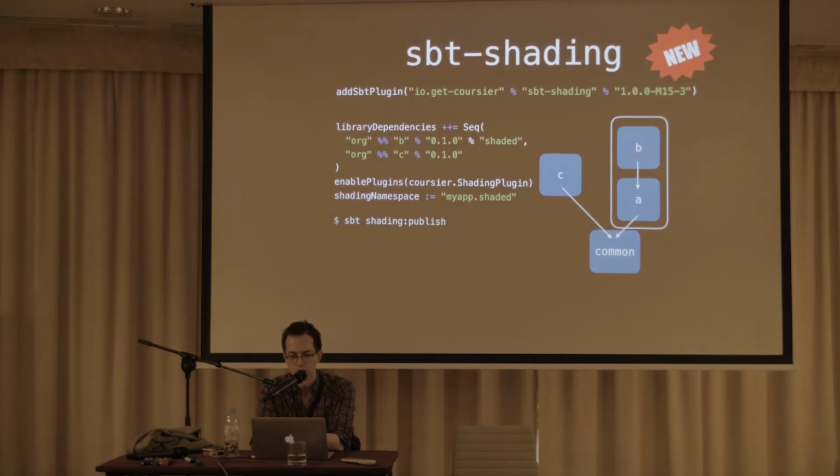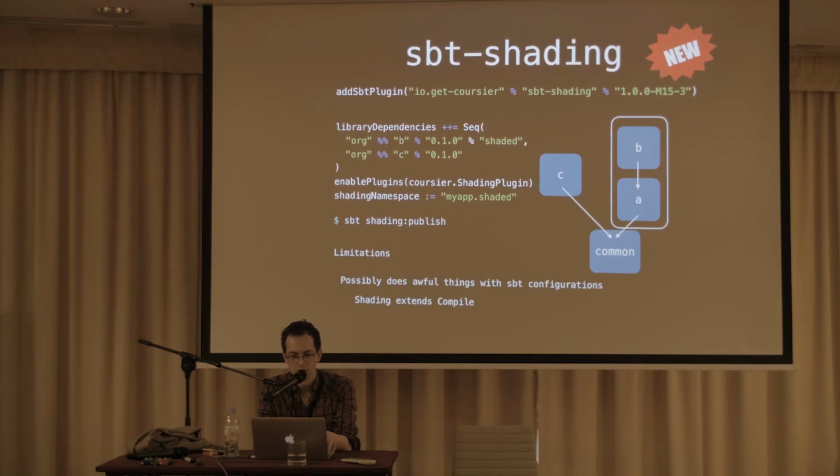What the plugin does is it looks for all the dependencies that are brought only by shaded dependencies. Here B is shaded, A is brought only by B, which is shaded, and so B and A are going to be shaded. To get the final jar with B and A shaded, we can just call sbt-shading:publish, which publishes our module, but using the jar built by the sbt-shading plugin.